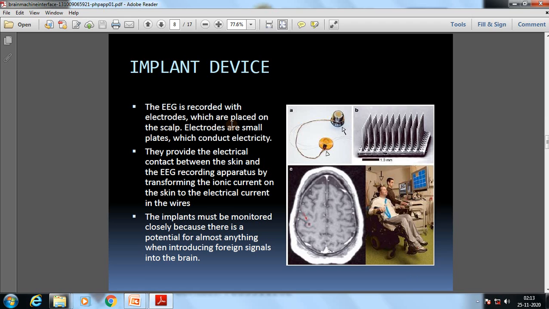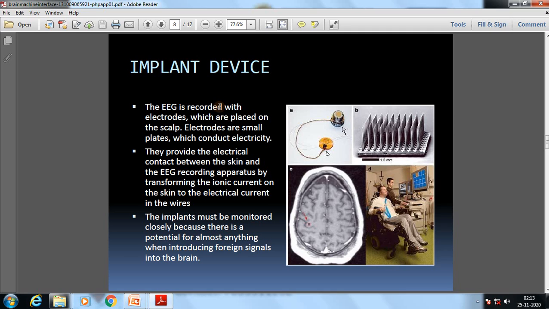Implant devices. The EEG is recorded with electrodes which are placed on the scalp. Electrodes are small plates which conduct electricity. They provide the electrical contact between the skin and the EEG recording apparatus by transforming the ionic current on the skin to the electric current in the wires. The implants must be monitored closely because there is a potential for almost anything when introducing foreign signals into the brain.